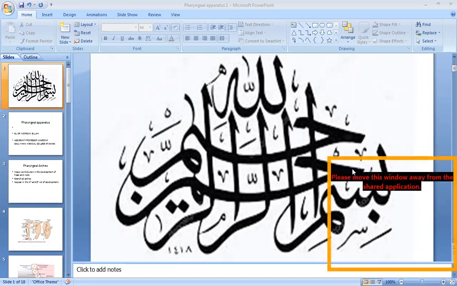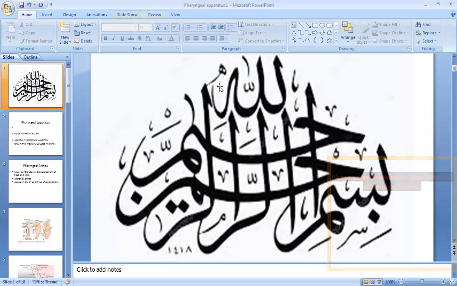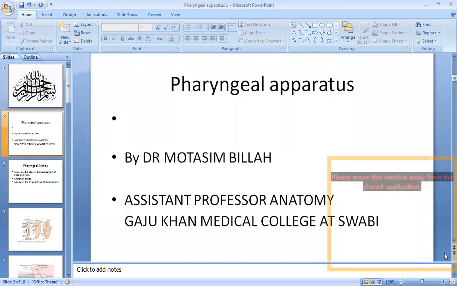I am Dr. Motasim Billah, and today we will discuss the pharyngeal apparatus. What is the pharyngeal apparatus? The pharyngeal apparatus is an embryonic structure comprising pharyngeal arches, pharyngeal clefts, and pharyngeal pouches. These three things constitute the pharyngeal apparatus.